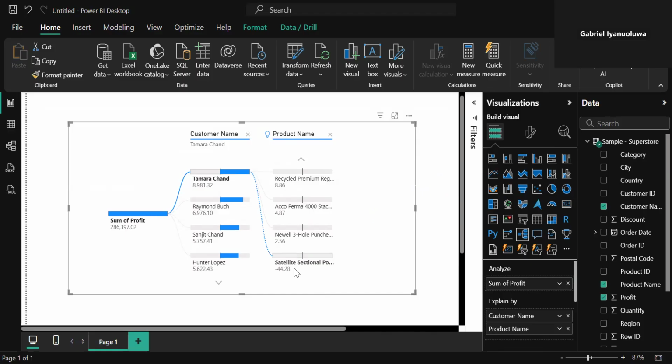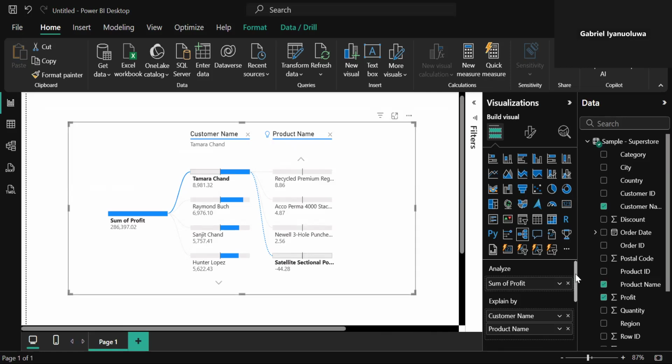So this is the lowest satellite, and we saw it the other time. The satellite sectional post binder was the lowest impact he has made on this. There was a loss here because it was negative. It simply means he had a loss concerning this. So we can go back again.